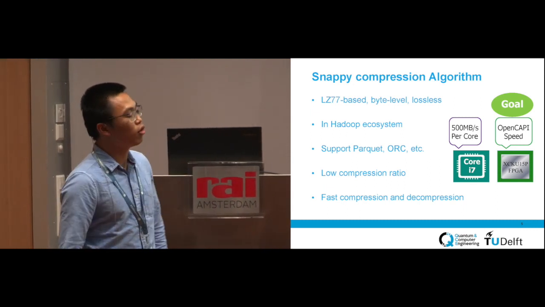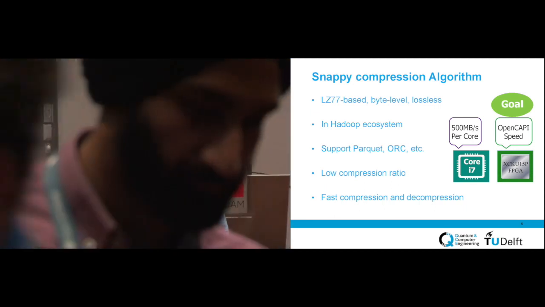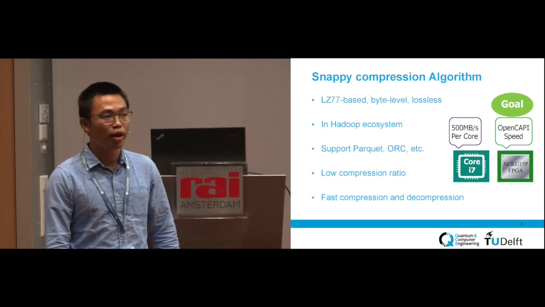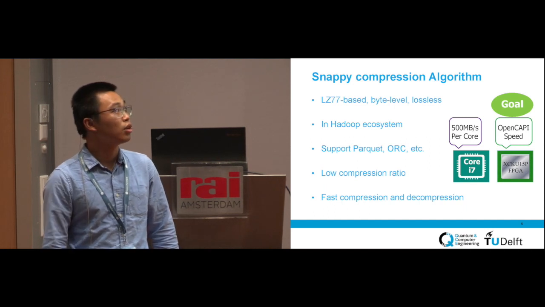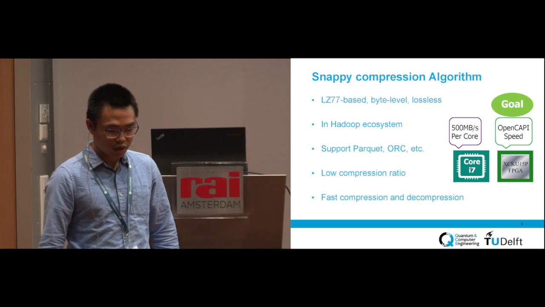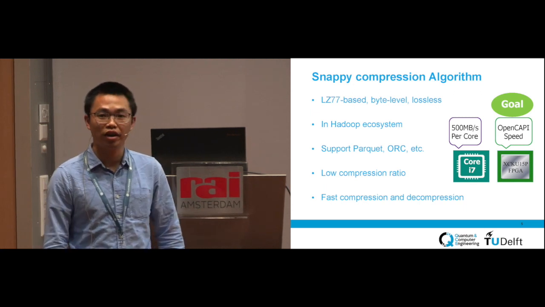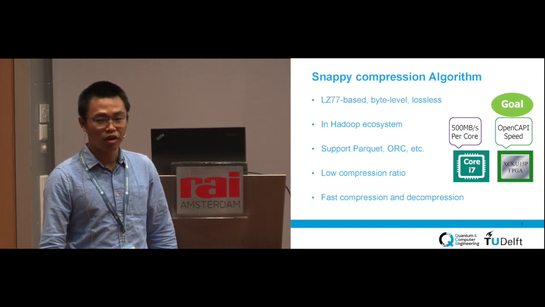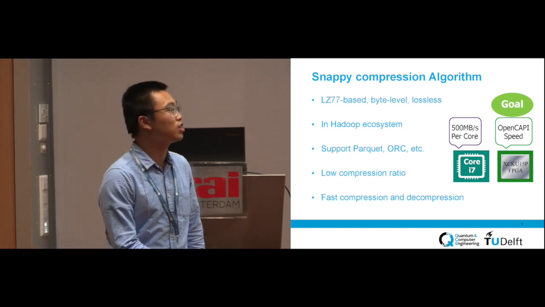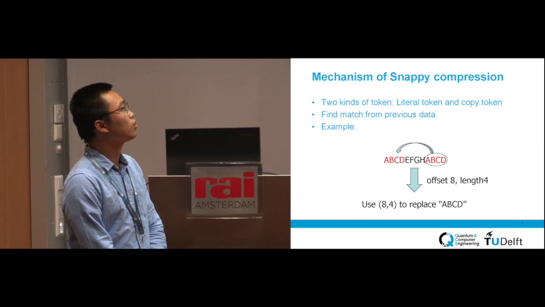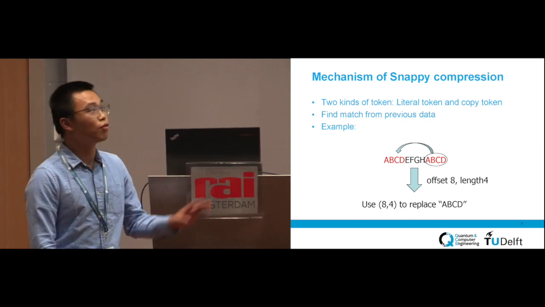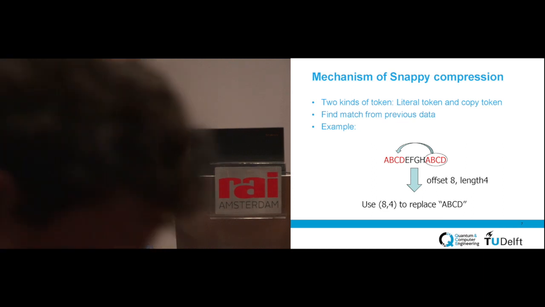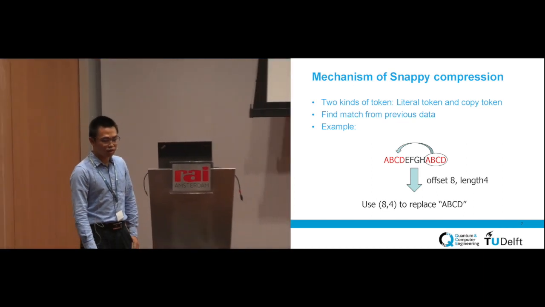This number from the Snappy official website, they give 500 megabytes per second decompression throughput from one core. And that's not enough because we have 25 gig. So our goal is to have OpenCAPI speed decompression inside an FPGA. The following slides will be some details about Snappy compression and Snappy decompression.